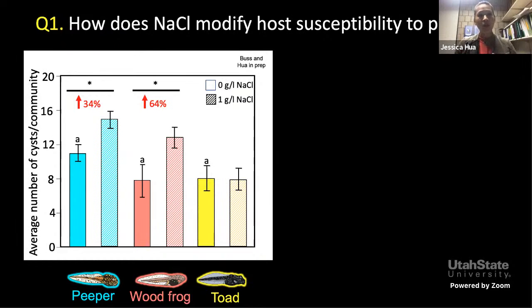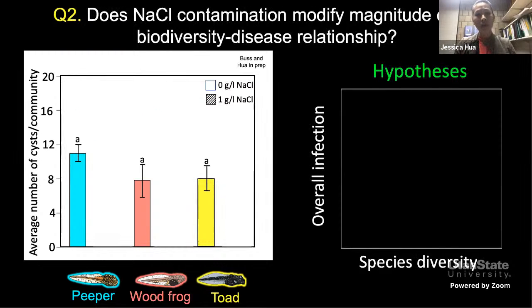And so now that we understood, and we had data, at least preliminary data, for how sodium chloride could influence host susceptibility to parasites, we can then think about hypotheses for how sodium chloride contamination could change the direction or the magnitude of this biodiversity disease relationship. So starting with an environment without salt, we saw that peepers, wood frogs, and toads all had similar levels of susceptibility. And so we predicted that there wouldn't be a dilution effect. They all have similar levels of susceptibility, so there's no one species that might act as a diluter, pulling away parasites from others. So as you increase in species diversity, there shouldn't be a benefit of a reduction in overall infection. There's no diluter species.